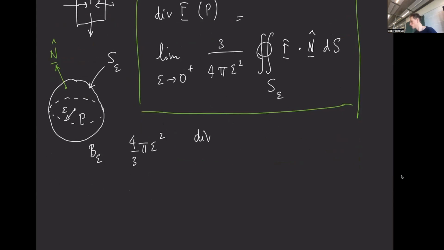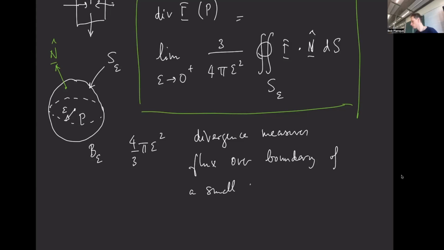So the divergence measures flux over the boundary of a small ball centered at a point per unit area of that ball.